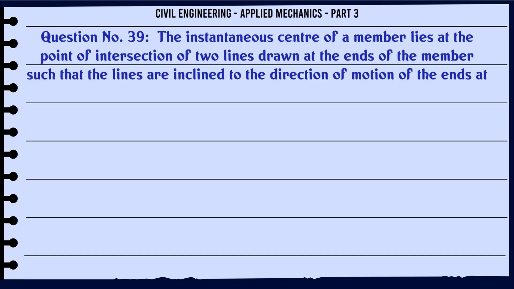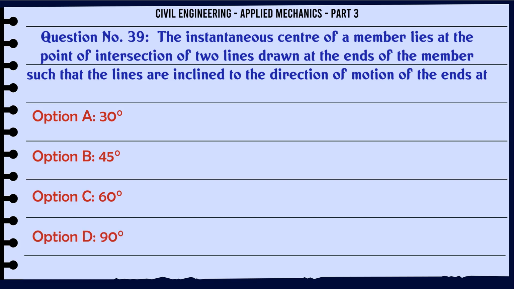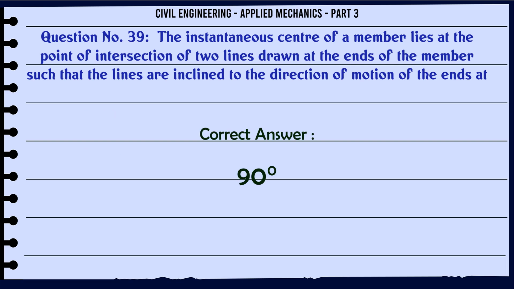The instantaneous center of a member lies at the point of intersection of two lines drawn at the ends of the member such that the lines are inclined to the direction of motion of the ends at A. 30, B. 45, C. 60, D. 90. The correct answer is 90.